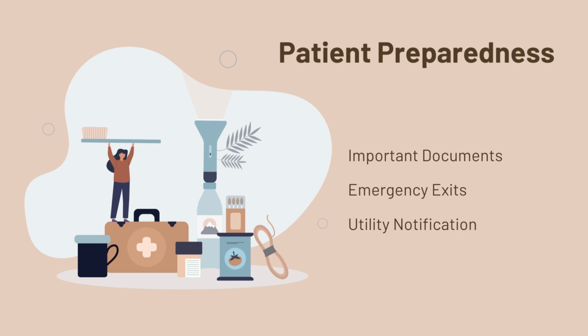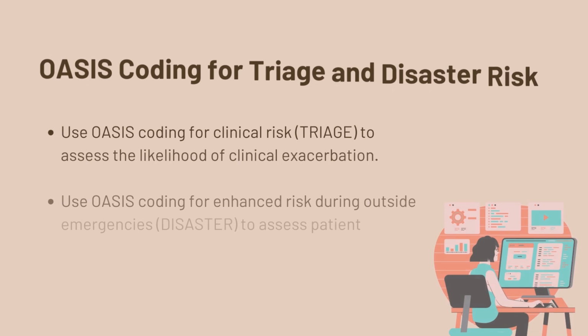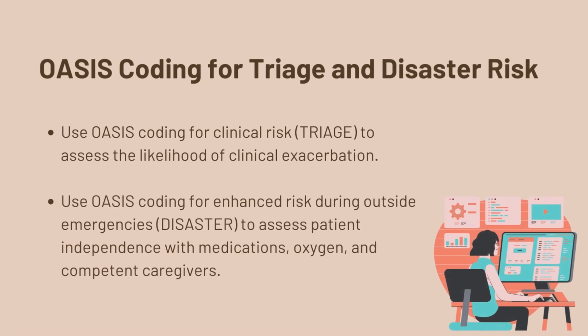Ensure patients are aware of emergency exit locations. On admission, notify the power company regarding the use of oxygen, vents, pumps, or other medical equipment. Use OASIS coding for clinical risk to assess the likelihood of clinical exacerbation. Use OASIS coding for enhanced risk during outside emergencies to assess patient independence with medications, oxygen, and competent caregivers.